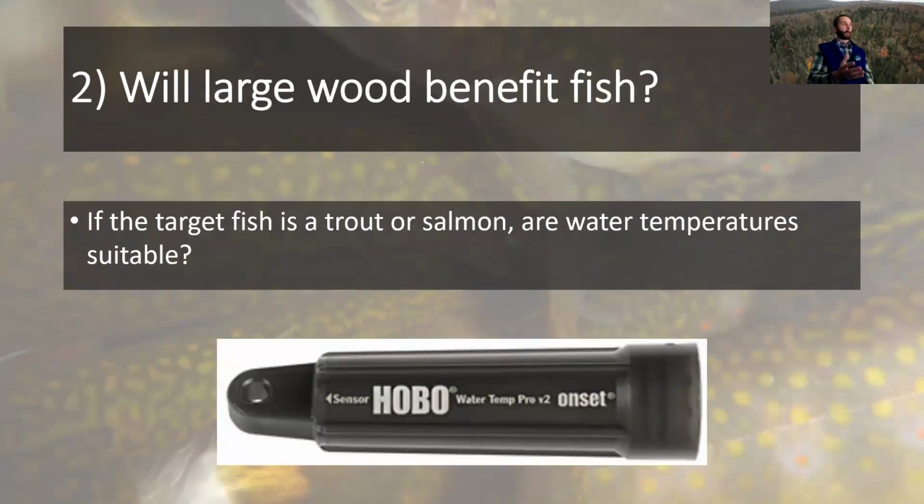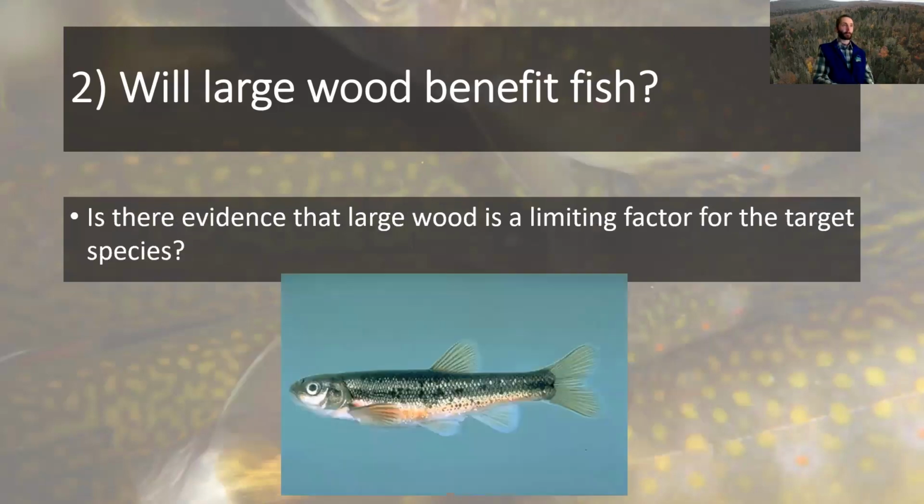All right, and then on to the next, that number 2 question, will large wood benefit fish? Again, this could be optional, but if you are focused on benefiting trout and salmon, one of the first things you need to look at is the water temperature. If you have a warm stream, adding wood to it is not going to bring trout or salmon into it. Adding wood may benefit stream temperature, but I wouldn't count on it. So if your target is trout or salmon, make sure you have the right water temperature where you're going to do this. And then, is there evidence that large wood is a limiting factor for the target species?